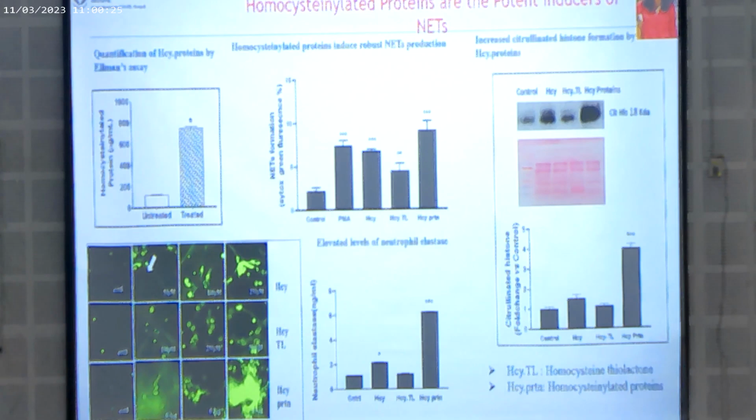To further understand what homocysteinated proteins can do, there are several homocysteinated proteins reported in the literature. This is the serum protein. We treated all the serum proteins with homocysteine, and then we see that all the serum proteins which are homocysteinated can make very robust NETosis here.